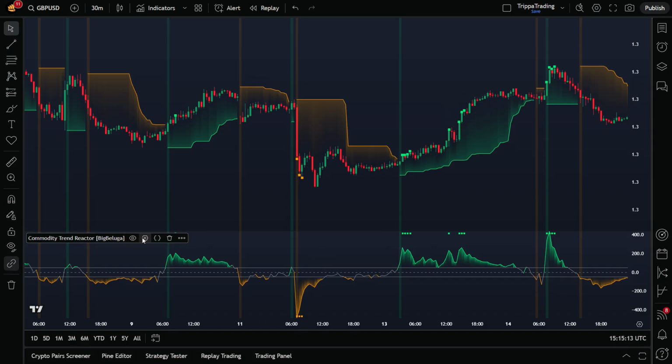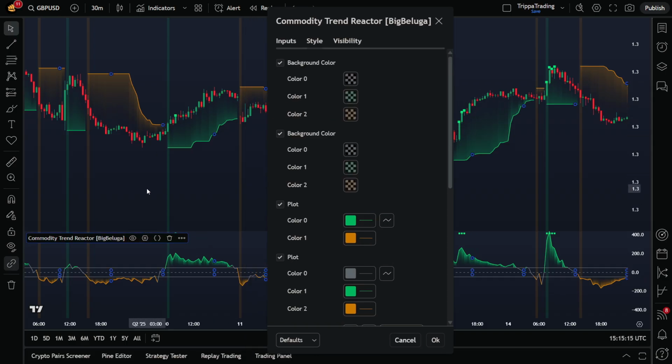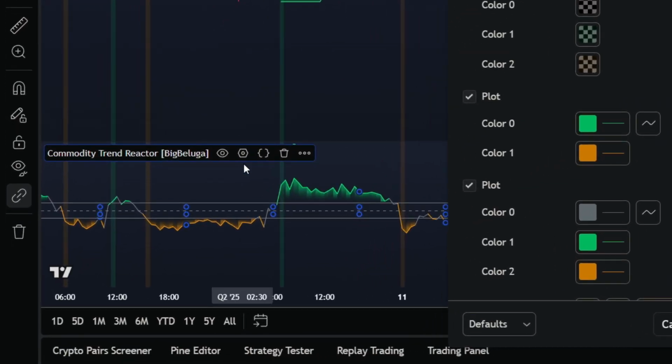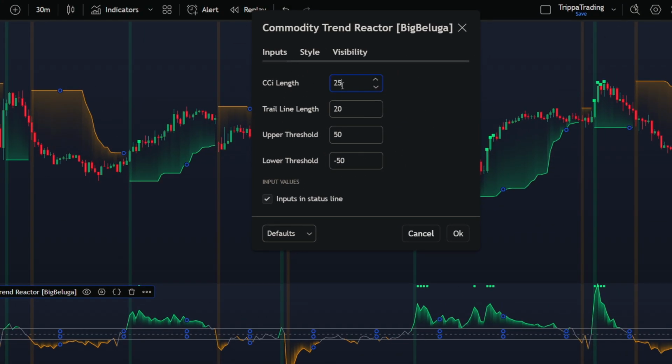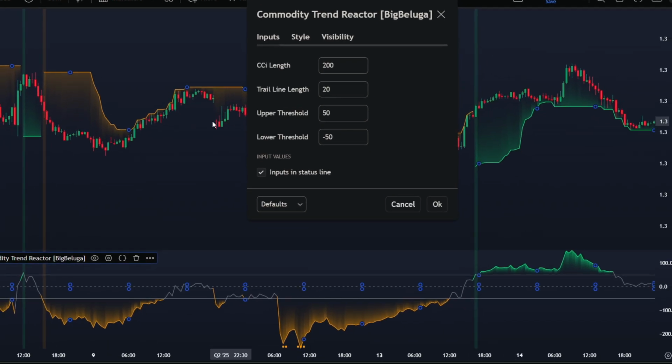First of all, before that, let's fine-tune the settings so it doesn't react to every little wiggle in the market. You can open the settings of the indicator from here. Go to the Input tab, and the only thing you will have to change here is the CCI length to 200. This smooths out the noise and focuses on the bigger trend.